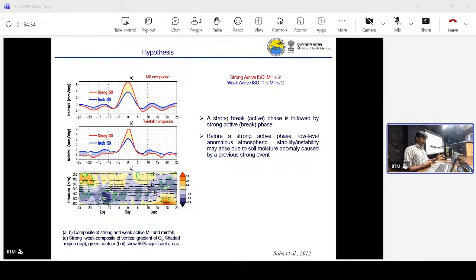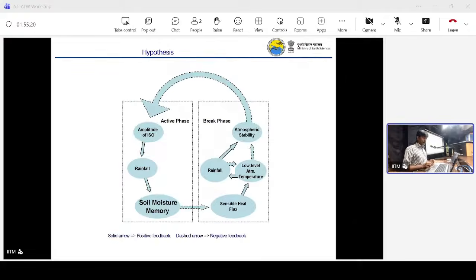Okay, so the hypothesis was that probably there is a land atmosphere feedback, and we all know that MISO are basically an atmospheric mode, but when they travel through ocean or land, they are modulated by boundary conditions like ocean and land. To what extent it can modulate the MISO, that is what we tried to understand from this model experiment. And the hypothesis was a one-line hypothesis that a strong break phase is followed by a strong active phase, and we'll see whether you can see it in the model.